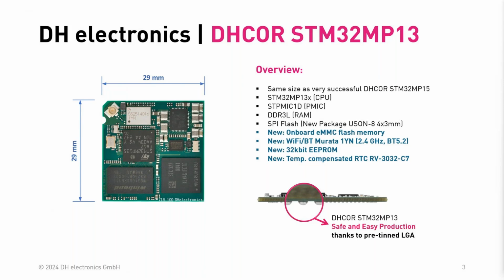This module comes in a size of 29 by 29 millimeters and has the following components directly on the SOM. So first of all, the CPU itself, the power management with ST-PMIC, DDR memory, eMMC for storing the Linux image on it, 4 megabyte SPI boot flash for storing the U-boot, single band Wi-Fi Bluetooth solution from Murata, an EEPROM, and a temperature compensated RTC.